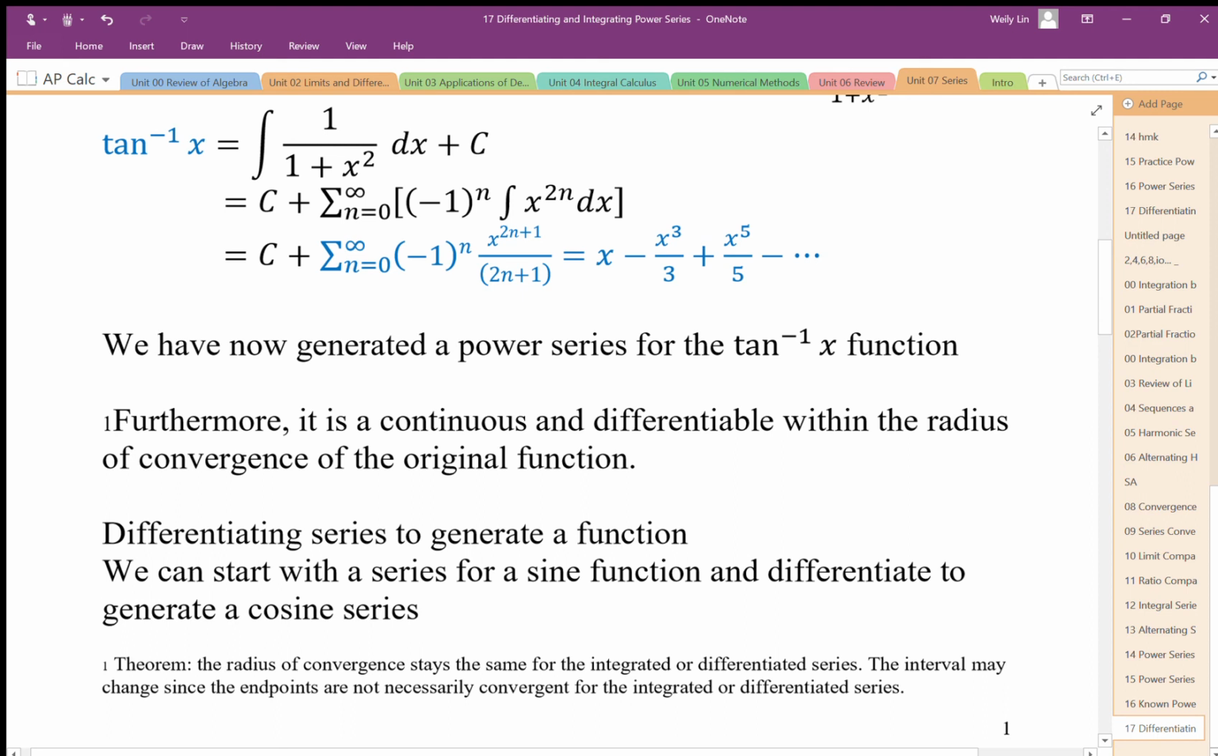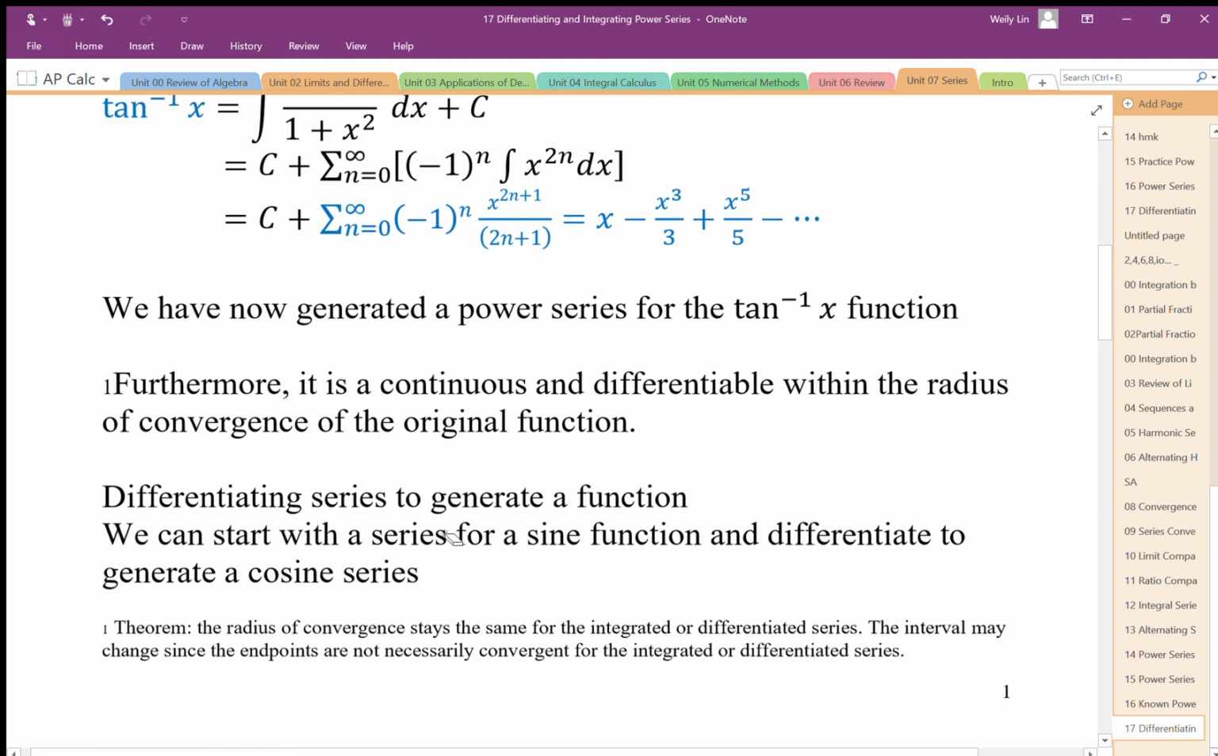So what we're going to do is start with the series of the sine function and generate it to get the cosine function. Okay, so we can do this for all sorts of functions.